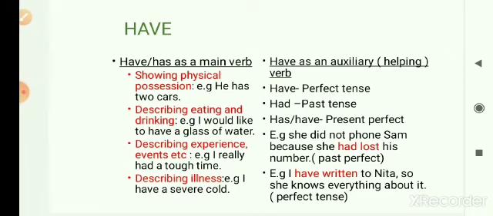On the other hand, have as an auxiliary or helping verb. Have acts as a perfect tense. Had acts as a past tense. We use have in the perfect tense, whereas we use had in the past tense. Have and has we can use both in the present perfect. Few examples: She did not phone Sam because she had lost his number. It is a past perfect. I have written to Neeta, so she knows everything about it. This is perfect tense.